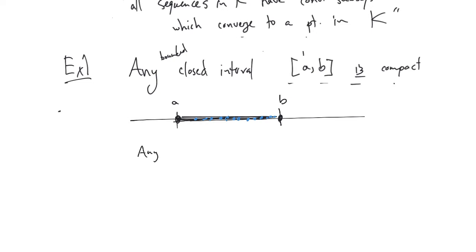So, any sequence. First of all, do you know that I'm trying to justify that all sequences in K have convergent subsequences, and the thing they converge to is also in K. Can you say why it has a convergent subsequence? Do we know that?